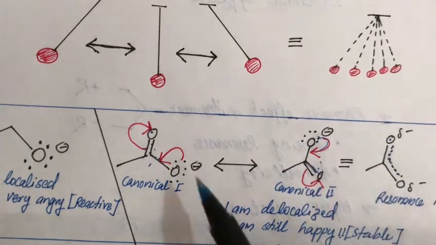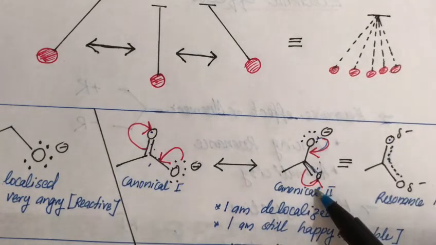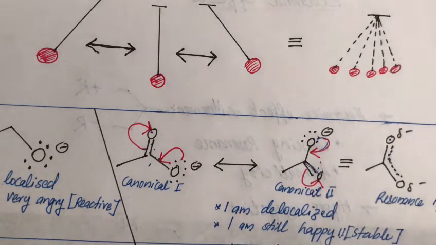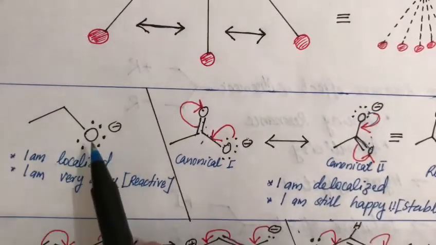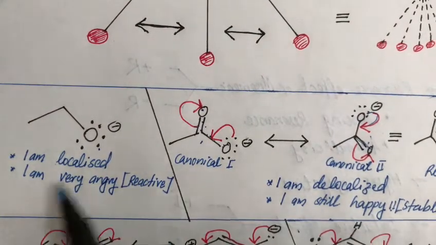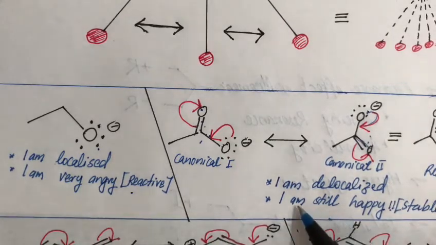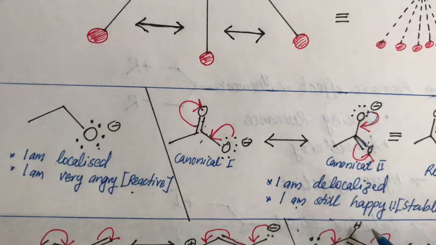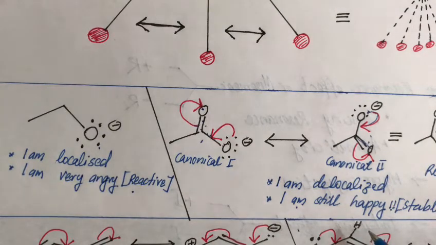Compared to canonical structure. This is called canonical 1, this is canonical 2. Okay, so when we are comparing this localized and this delocalized situation, localized is very reactive. But I am happy, that means it is somewhat stable. So resonance effect is a stabilizing phenomena. Resonance effect is a stabilizing phenomena. We will discuss resonance deeply. I just introduced resonance effect here.